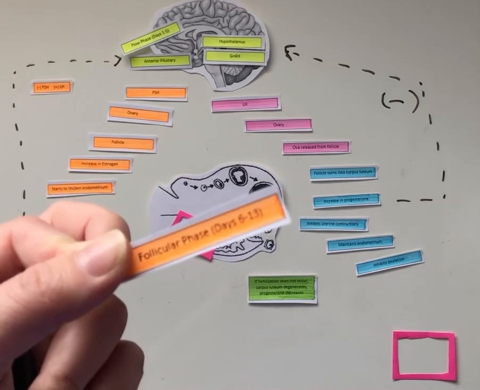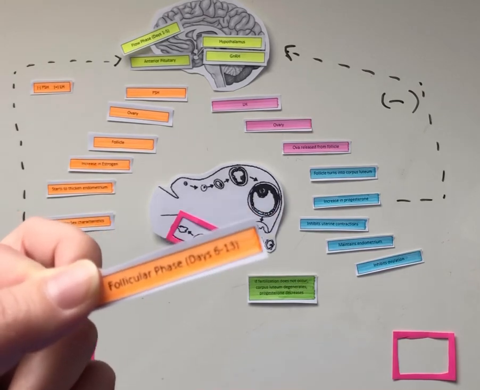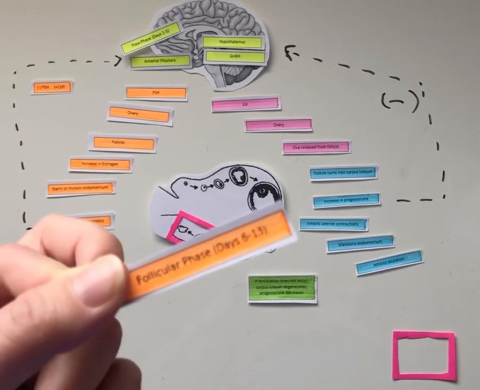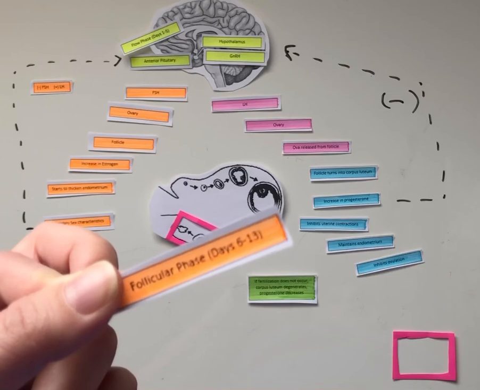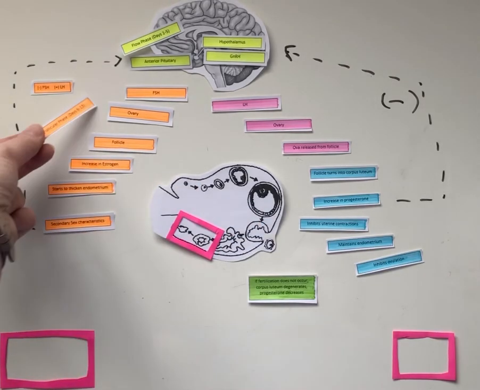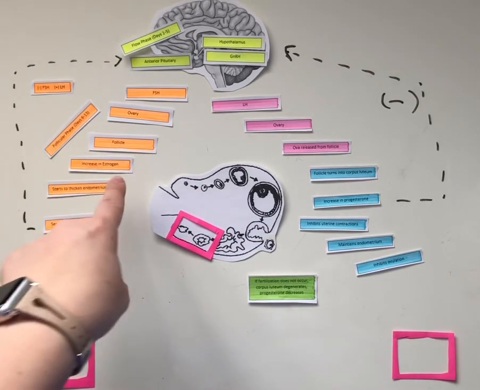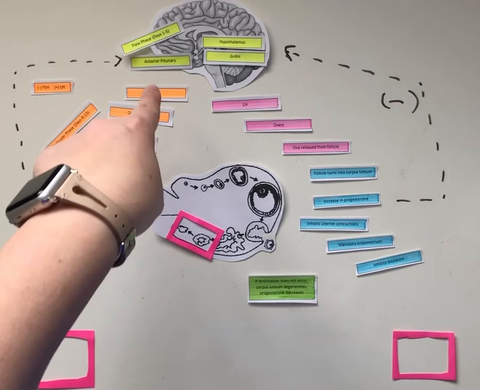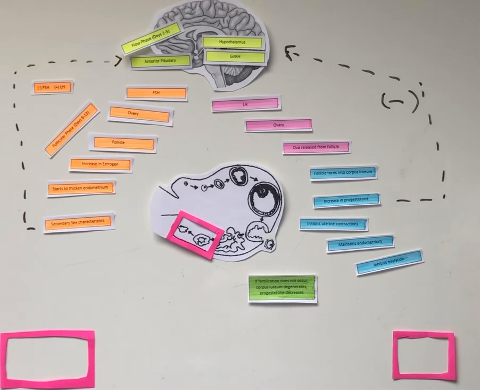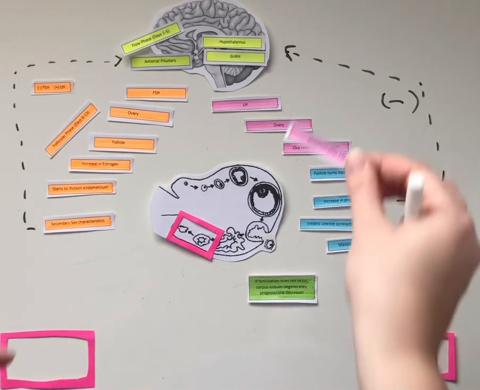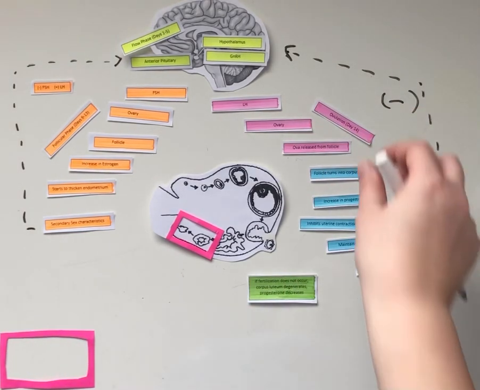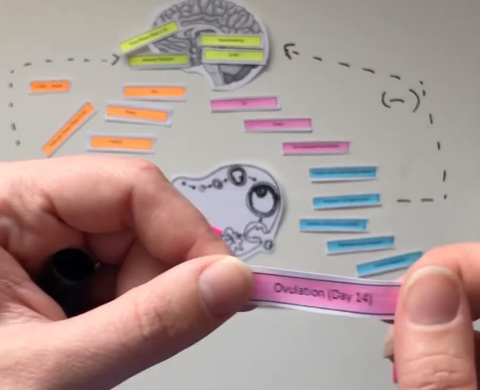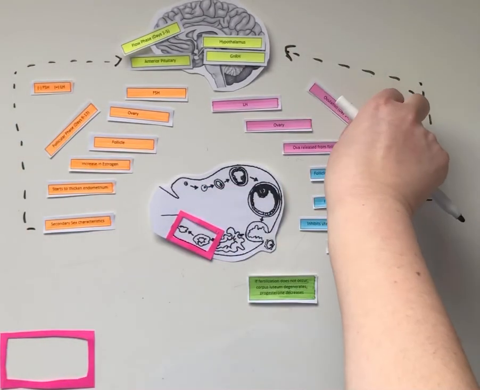Then we're going to move into follicular phase. Follicular phase is when FSH is released and tells the follicle to start developing. So this takes about days 6 to 13 happening. So it's all the orange stuff. We're having a really large increase in estrogen, which does all this good stuff. And then we eventually flip back to the anterior pituitary gland and go into ovulation. So the day that the ovary is actually releasing the egg is called ovulation.